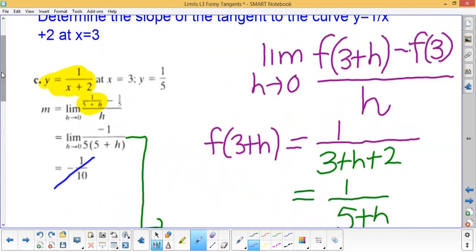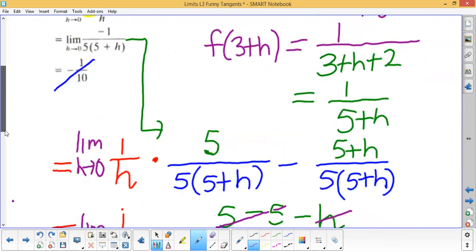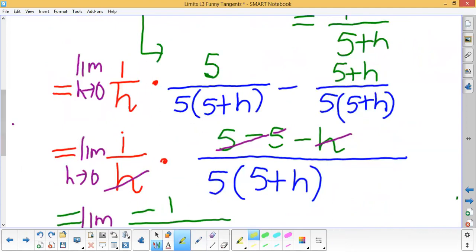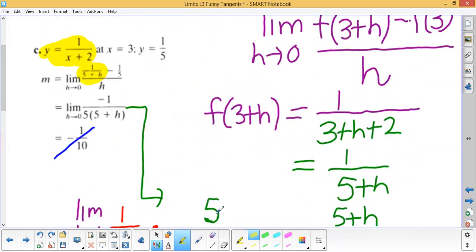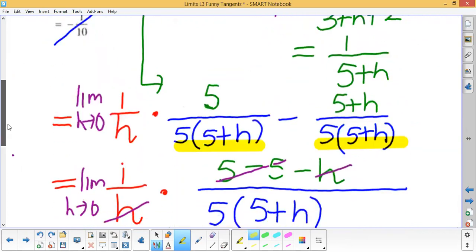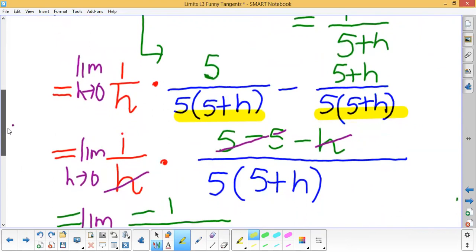Now, when we subtract 1 over 5 plus h minus 1 over 5, I need to come up with a common denominator. The only common denominator is 5 times 5 plus h. So you will see that the numerator does not have a 5, so that's how the numerator becomes 5. This denominator does not have 5 plus h, so we have to write the 5 plus h in the numerator. So it's quite simple to simplify the numerators.